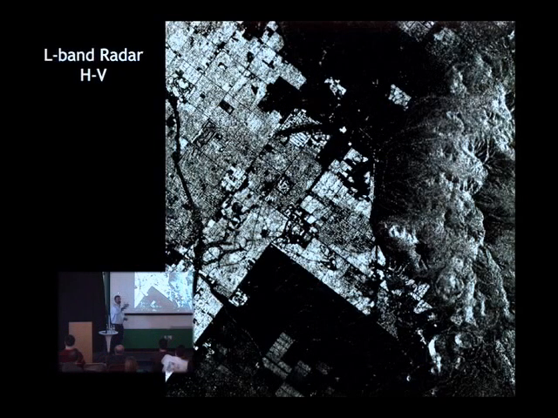With radar, you can transmit these electric waves. You can transmit them this way and that way.